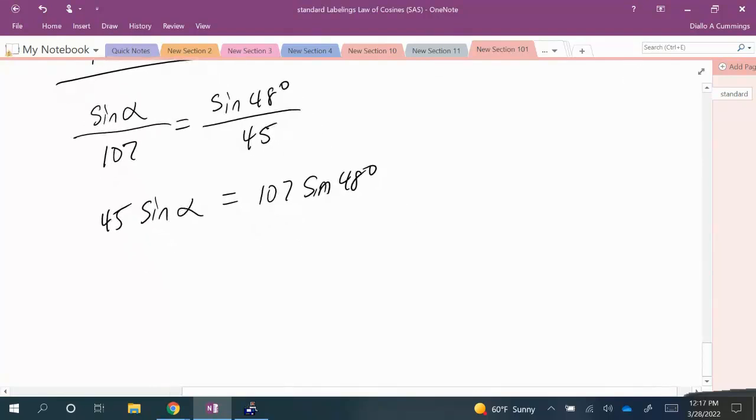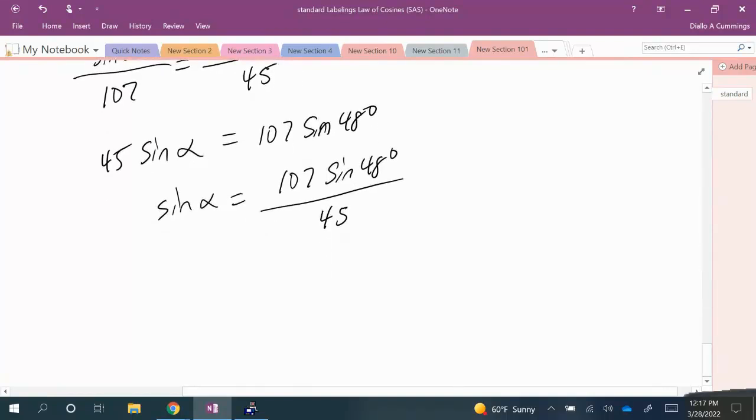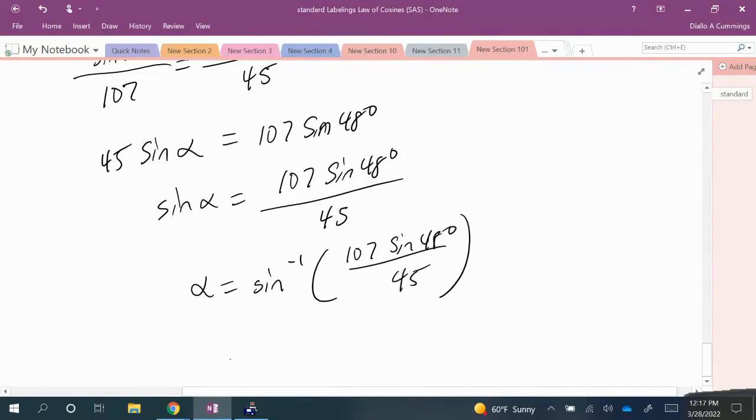The next thing I'm going to do is divide both sides by 45. So we have the sine of alpha is equal to 107 times the sine of 48 degrees divided by 45. And now I'm going to take the arc sine of both sides. So alpha is equal to the arc sine of 107 times the sine of 48 degrees divided by 45.